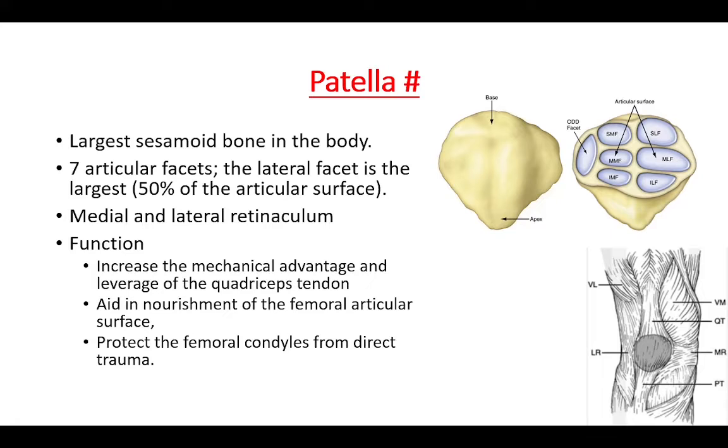Now the patella is the largest sesamoid bone in the body. It has 7 articular facets, which you can see here, which is functional in different ranges of knee flexion and extension. Surrounding it are the medial and lateral retinaculum. The function of the patella is to increase the mechanical advantage and leverage of the quadriceps tendon for knee extension. It also aids in the nourishment of the femoral articular surface, and it also protects the femoral condyles from direct trauma.